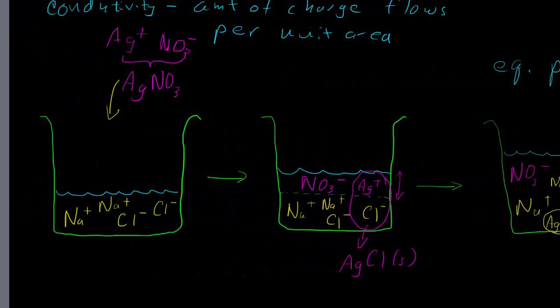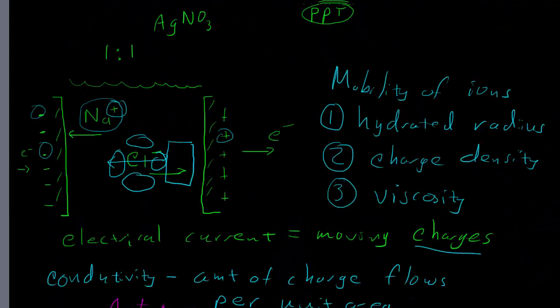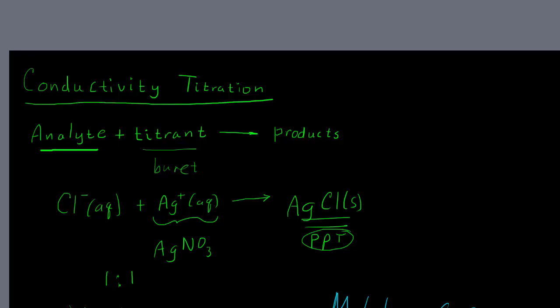And so if we measure the electrical conductivity with a conductivity meter, we can actually see when we get to this important point, the equivalence point, when we've added just enough silver to react with all of the chloride that we had initially in our solution, right? So that's what we're trying to figure out. Add exactly the right number of moles of silver to react with all the chloride, our analyte, that we had initially in our solution.